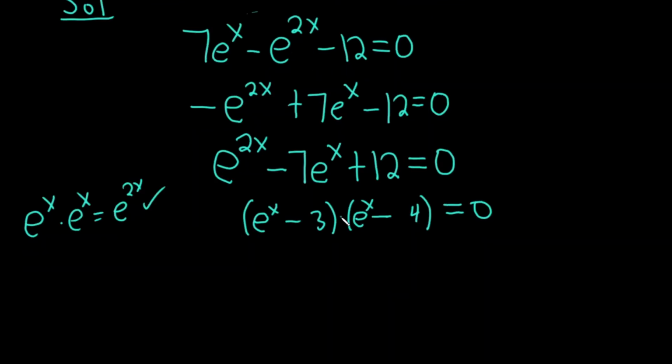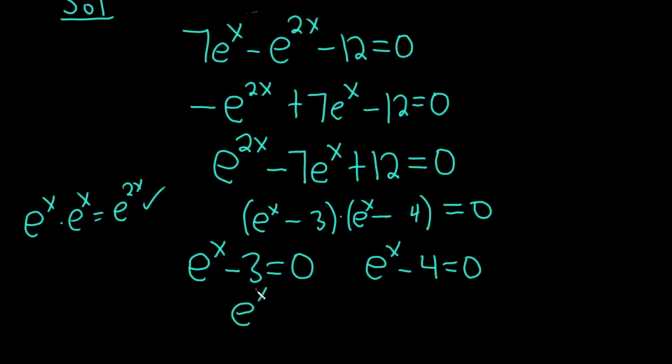So now we have a product equal to 0, so we can set each factor equal to 0. e^x - 3 = 0. e^x - 4 = 0. We add 3 here, so we get e^x = 3. Add 4 here, we get e^x = 4.